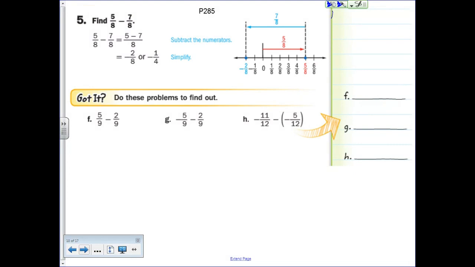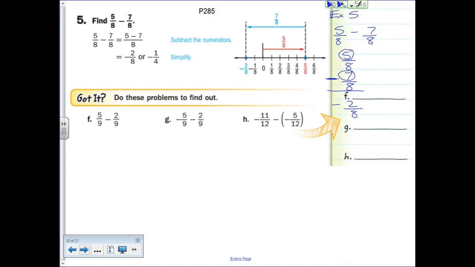Example 5 says 5/8 minus 7/8. Again, rewrite the problem vertically. 5/8 is positive, -7/8. Do I have same signs or different signs? Different signs mean I subtract. 7 minus 5 is 2, but hey, the negative sign was down here with the bigger looking number, so that's going to be -2/8.